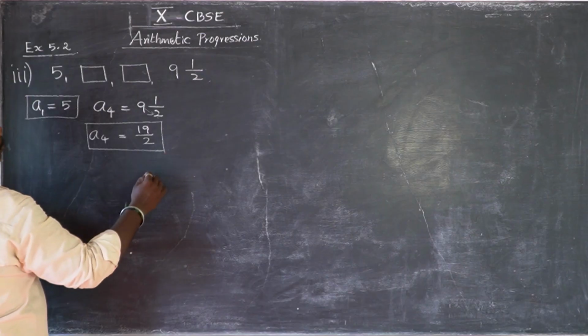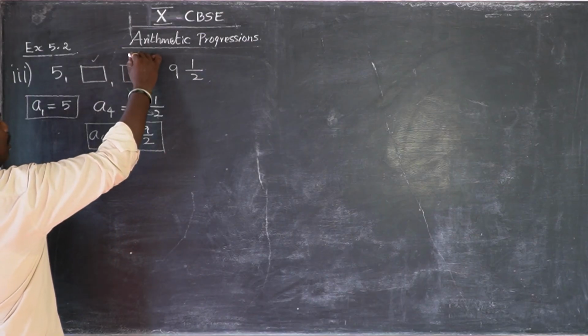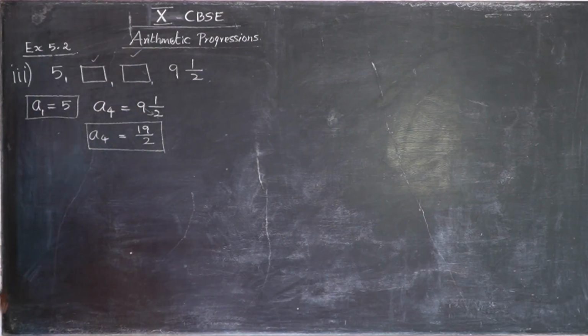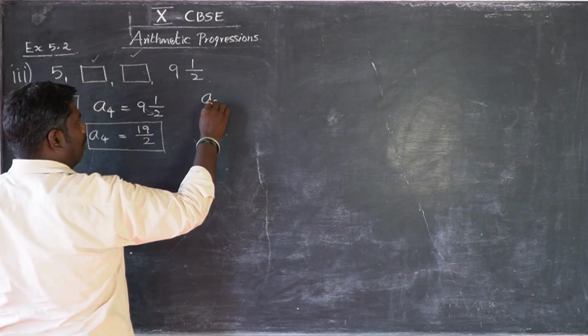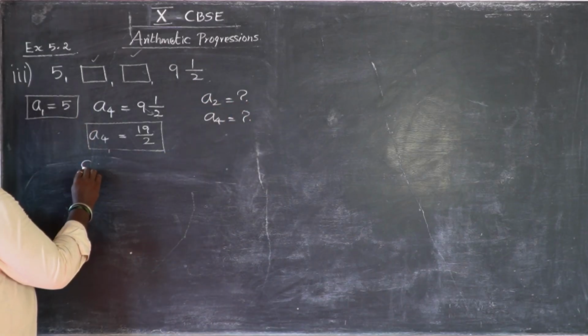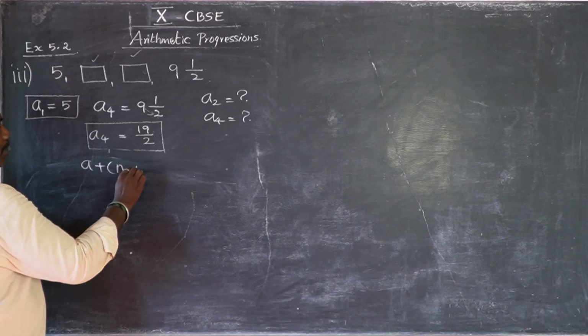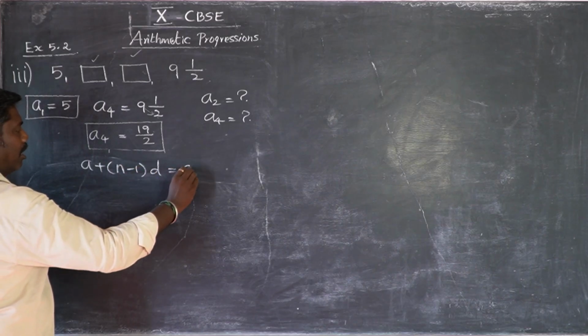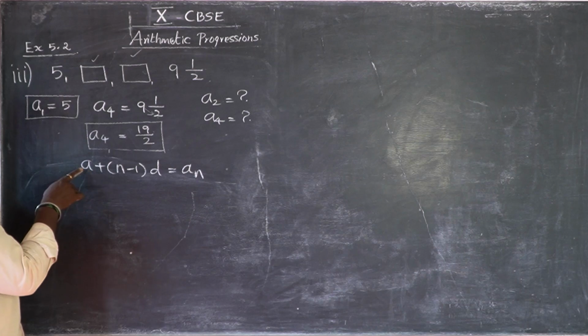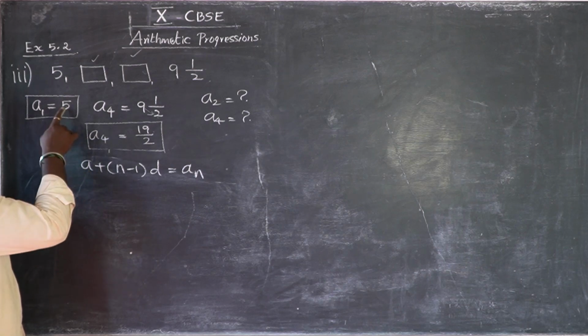So we don't know the second term and the third term. We are going to find the second term. What is the second term? Nth term of AP is a plus n minus 1 into d. This is the nth term. We know the value of a. a is first term. First term is 5.